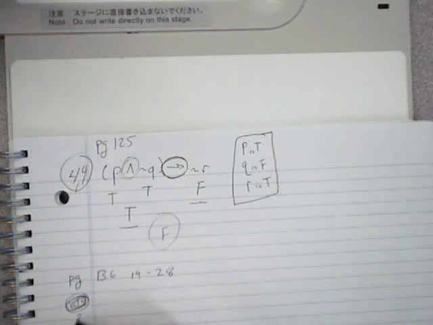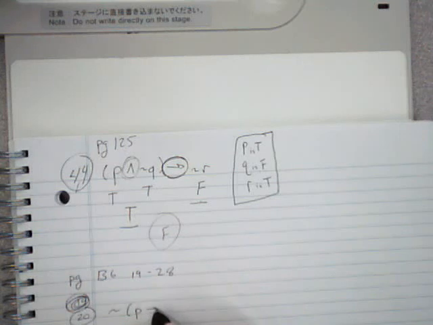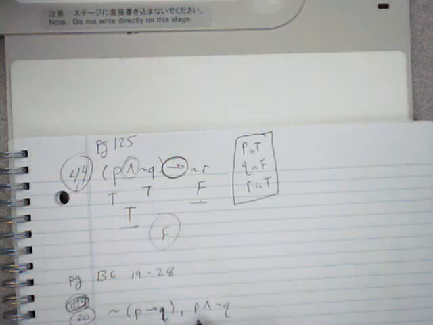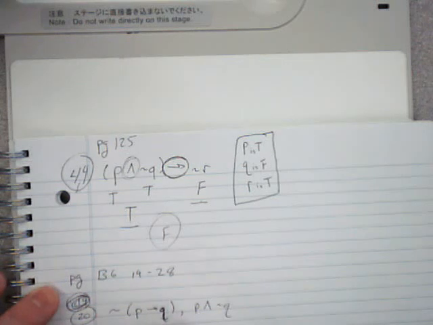So number 20, it's an even one. It tells you not parentheses P then Q, not Q, then there's a comma, and then it has P and not Q. Now remember how this works. You're comparing these two separate statements. There's a comma that separates them. You're comparing the two. So we're going to do two truth tables real quick here.